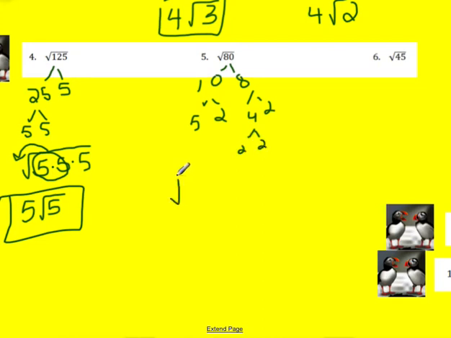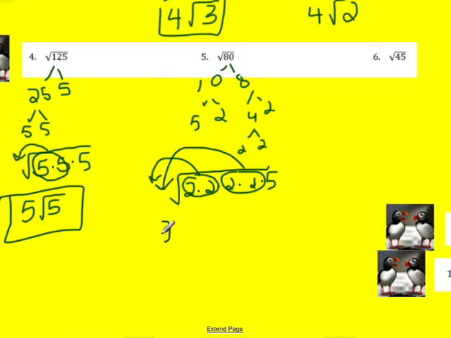So now I'm going to go ahead and write things underneath my radical. And again, I'm going to write them in numerical order. So I have 4 2s at the ends of each of my legs, and then I have a 5. So I have 2 times 2 times 2 times 2 times 5. Well, I have one pair of 2s that I can pull out, and then I have another pair of 2s that I can pull out. So I'm going to take each of those pairs out and write them on the outside. So I have 2 here, and I have 2 here, and then left underneath is the square root of 5.